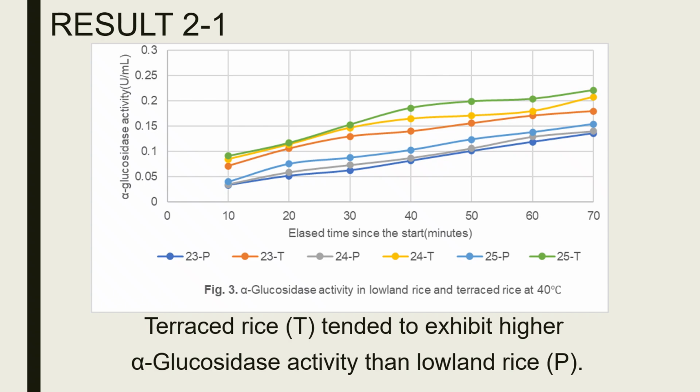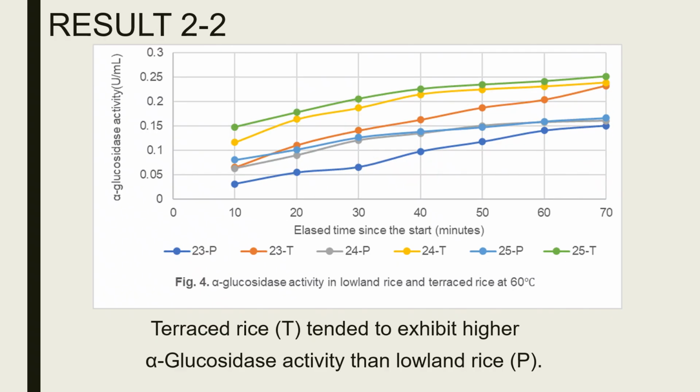Lowland rice and terraced rice harvested in the 2023-2025 harvest years were soaked at 40 degrees Celsius for 70 minutes. Alpha-glucosidase activity was measured every 10 minutes, 7 time points, with 3 replicates, and the mean values are presented in Fig 3. Alpha-glucosidase activity increased gradually in all samples, reaching approximately 0.14-0.23 U/ml after 70 minutes at 40 degrees Celsius. Terraced rice, T, tended to exhibit higher alpha-glucosidase activity than lowland rice, P.